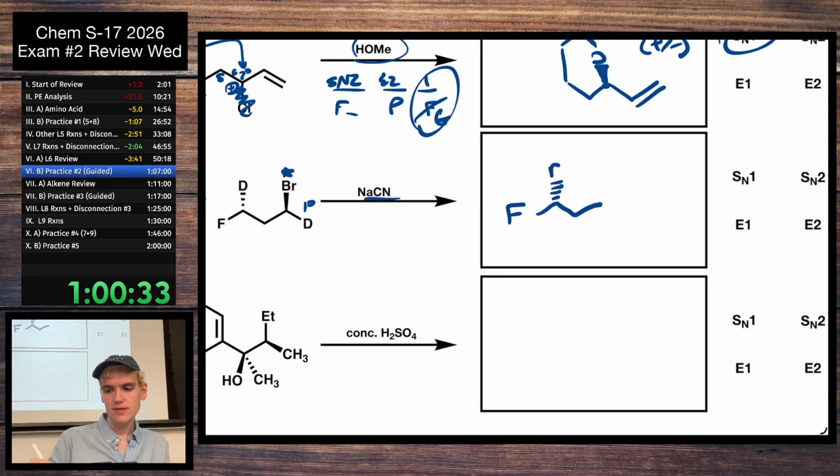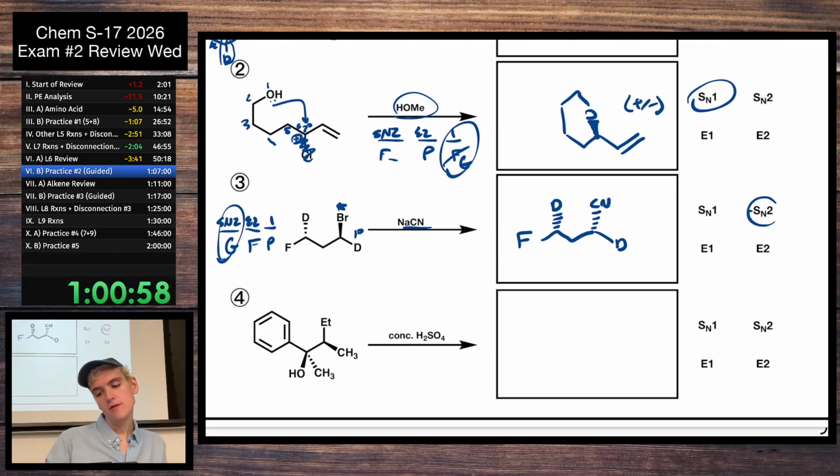We're going to do a backside attack. So I'm going to leave this left side totally alone. And then over here, I'm going to do the version where I put everything in the same spot. I swap the wedges and dashes. Do we get a mixture of stereoisomers for our product? No, because we did specifically an inversion at that SN2 site.